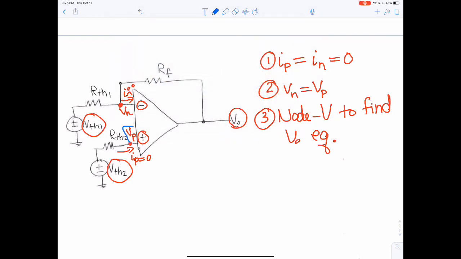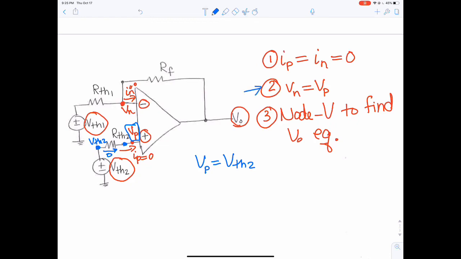So here I notice that for Vp, if there is no current going through here, there's no voltage drop. That means the voltage here, which is VTH2, is also going to be the voltage at Vp. And that would be my input voltage. So with our assumption of these two, remember these two assumptions are what is needed to be able to solve this circuit fully. So now we know that we can set Vp equal to Vn, which in this case is VTH2.